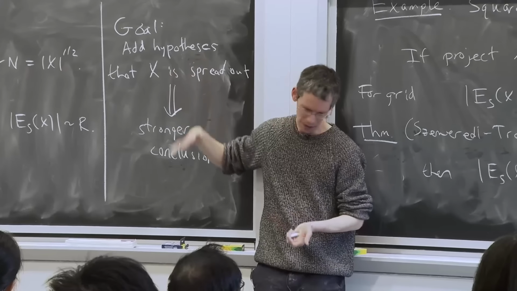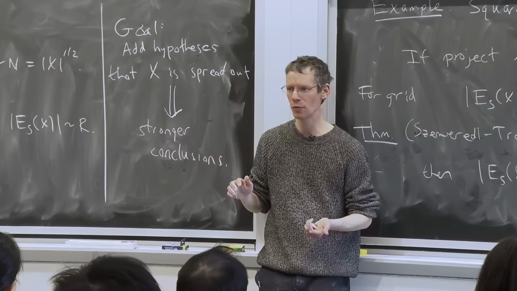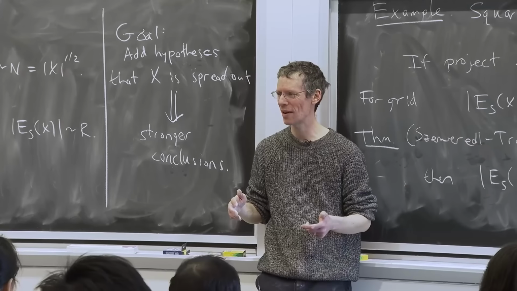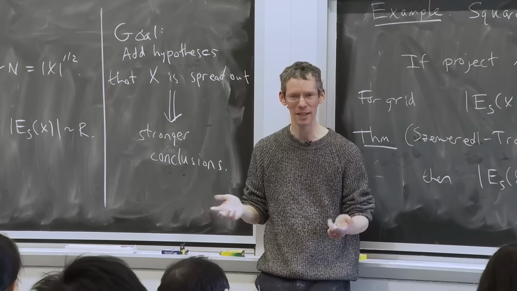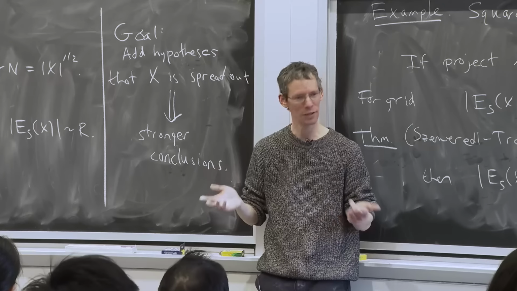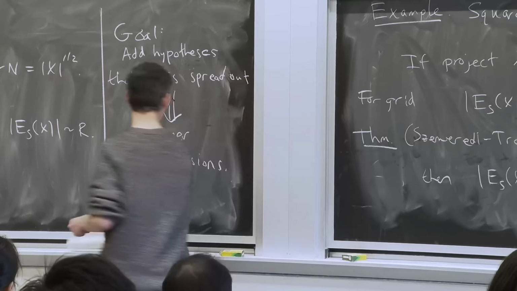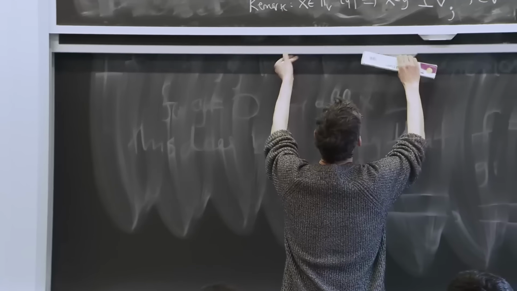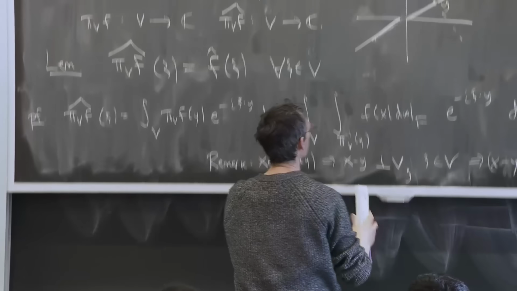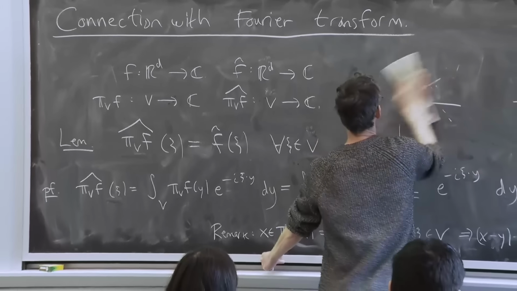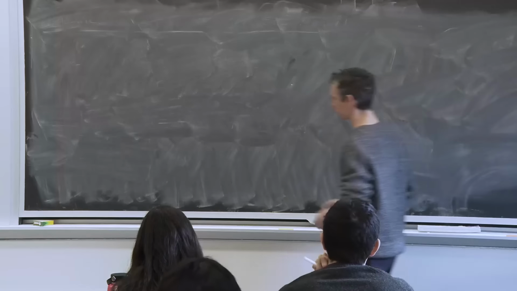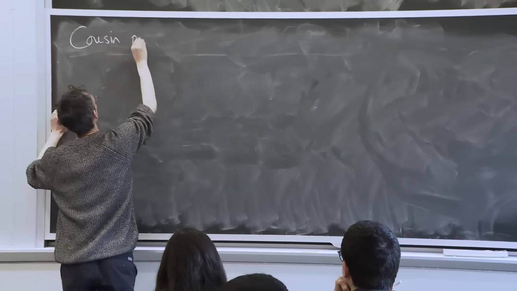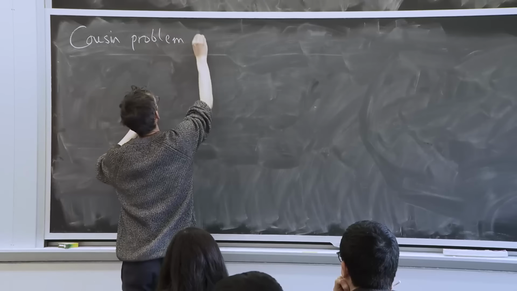OK. So these questions make sense over any field. I started with the real numbers, because I was kind of used to it because I'm an analyst. But you could ask about any field, any vector space. And actually, a very interesting case is finite fields. OK. So a cousin problem over finite fields.